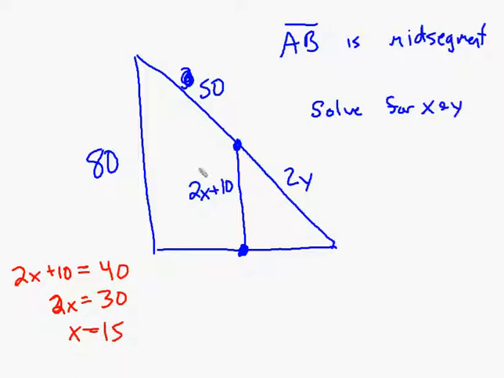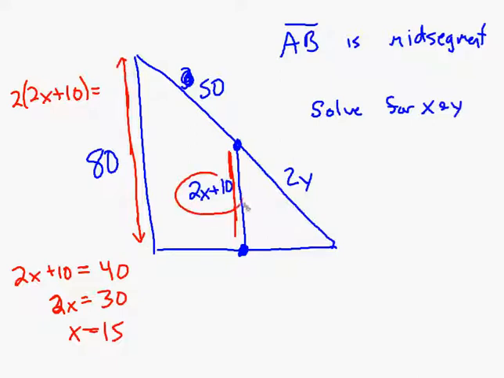I could say double this, so 2 times 2x plus 10, and what should I get? 50. Careful. Think about what I'm saying. This segment is half of this segment. 4x plus 20. So if I double this, I should get how much? 80. Well, it'll still be 15. I should get the same answer. We subtract the 20, we get 60. And then we divide by 4, and we should get the same answer no matter which way we go about that. Alright, how do I solve for y?